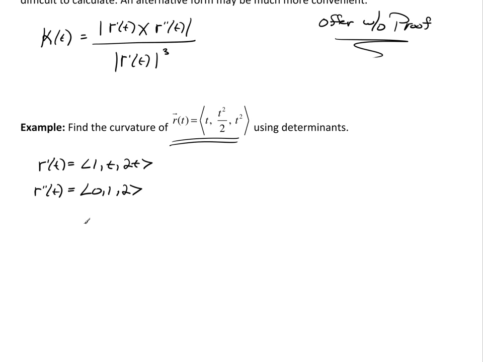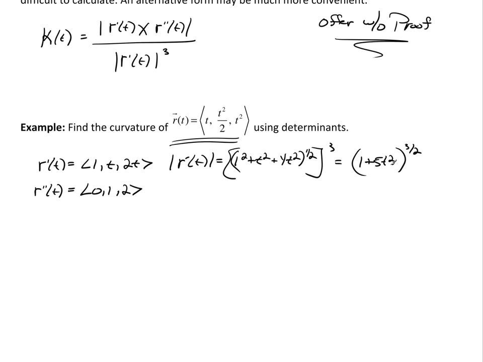So I'm going to need the magnitude of r prime, because I need to cube it. So the magnitude of r prime of t equals 1 squared plus t squared plus 4t squared, to the 1/2. That's the magnitude cubed. So this is going to be 1 plus 5t squared to the 3/2. That's what's going to end up in my denominator here.